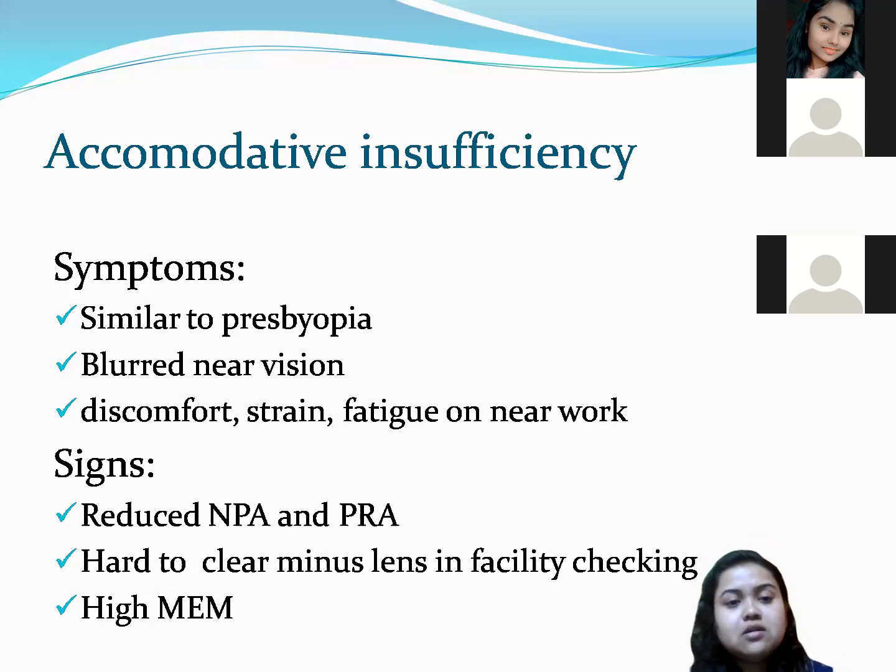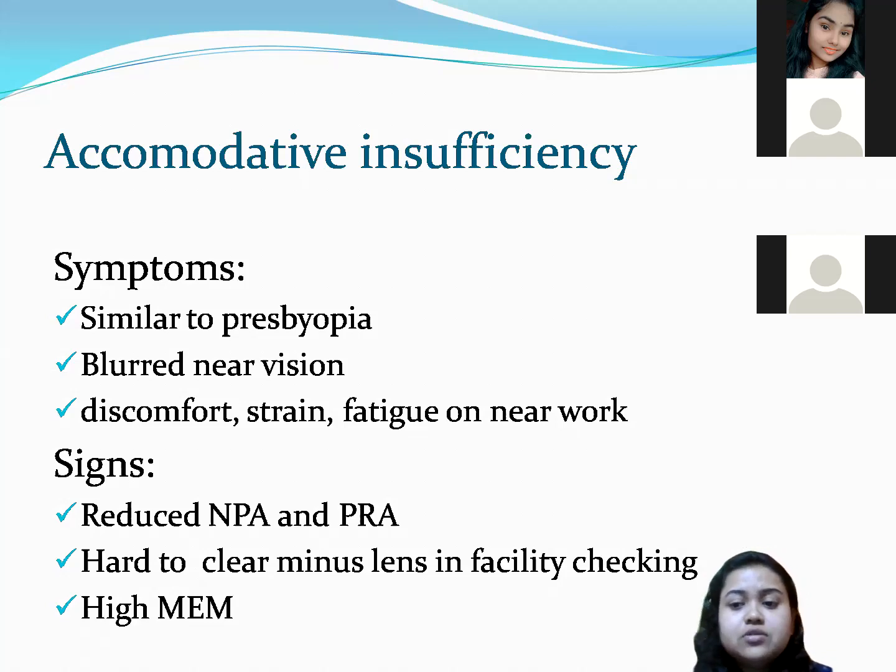So there are lots and lots of ways of measuring accommodation. If you do not have a RAF ruler also, we can measure the near point of accommodation. We can do it with a near vision book. So you measure all these parameters. Also, we do the accommodative facility testing. So how to test the accommodative facility?